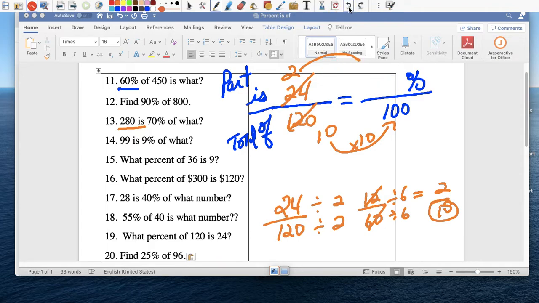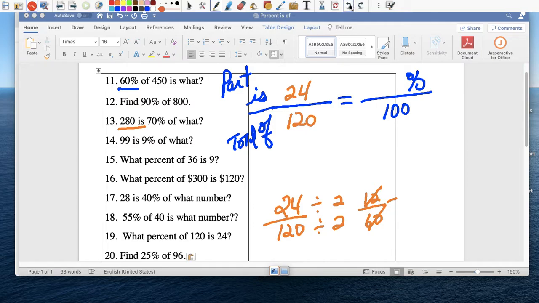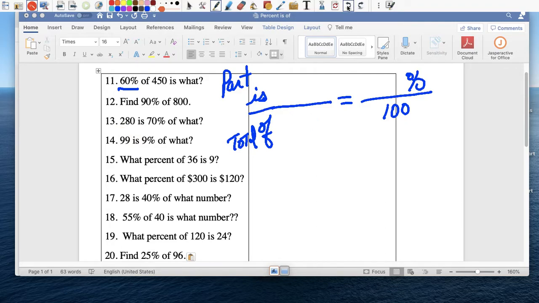Last one. Find 25% of 96. So si tú tienes $96 y te pido 25%, ¿cuánto me vas a dar? So 25%, 96. So what is that part? What is 25%? ¿Cuánto es 25%?